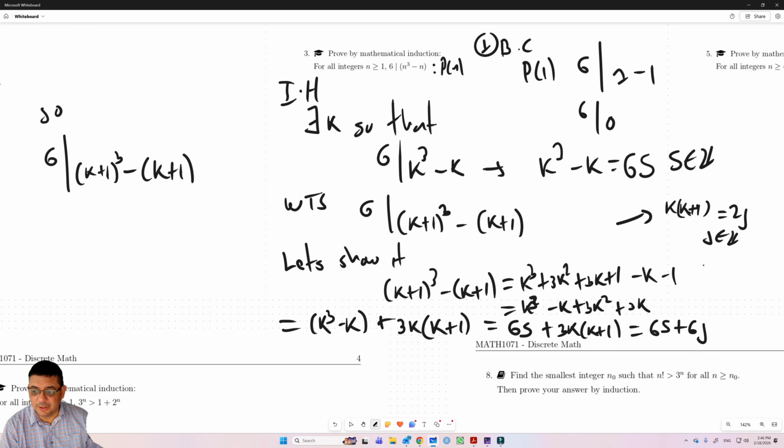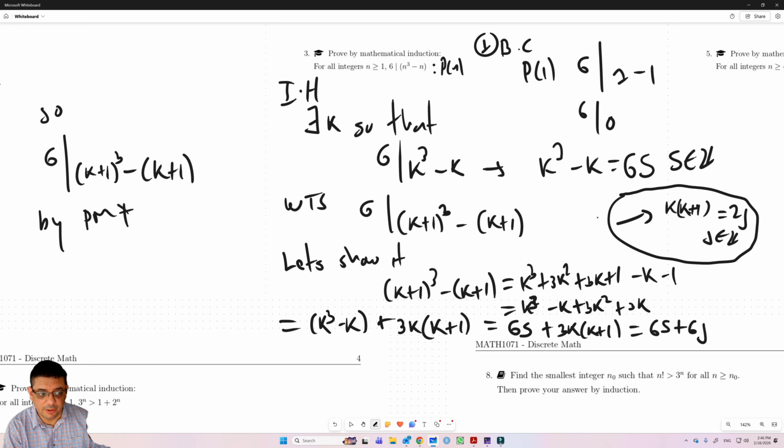Okay, this fact is very important, so this is something that you have to write. The multiplication of a number by its next number, by its successor, is going to be even. Why? Because one of them, either k or k plus 1, is going to be even. So you have to be able to represent that in this form. Okay? But anyway, so we proved that 6 divides k plus 1 cubed minus k plus 1. So by the principle of mathematical induction, we have that P of n is true for n bigger than or equal to 1.